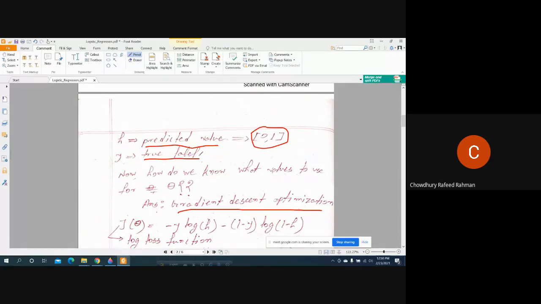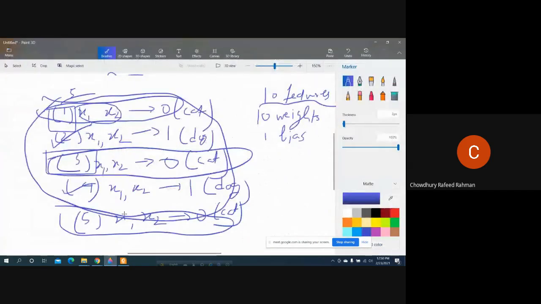Do we know what deviation is? Deviation is actually error, right? Yes, sir. If y and h are not equal, then there will be some error, because y is the true value, and our aim is to bring h as close as possible to y for all the samples of the data set.